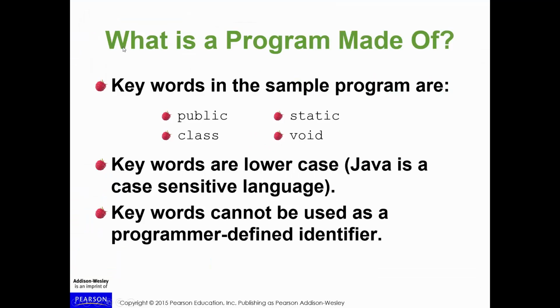So what is a program made of? Well, you've already seen some of these. The keywords, I already mentioned most of them to you. Again, Java is a case-sensitive language. Keywords are virtually, if not always, in lowercase. I can't think of one that is ever not in lowercase. So keywords have a special meaning to Java, so you can only use them in that way.